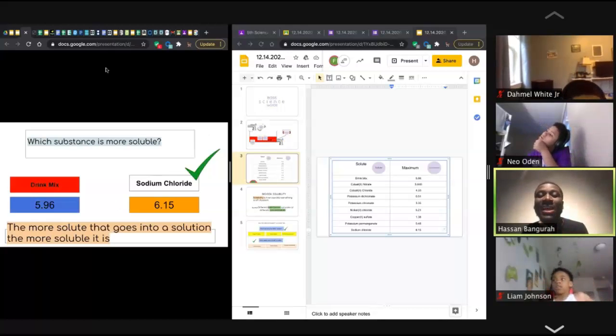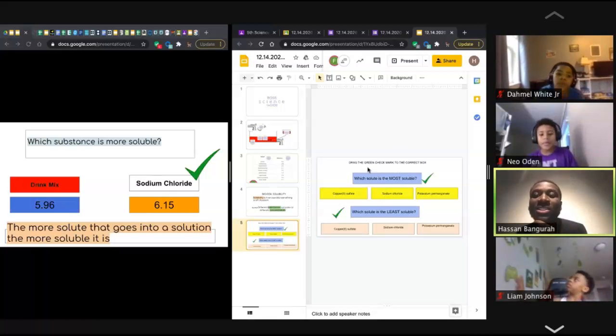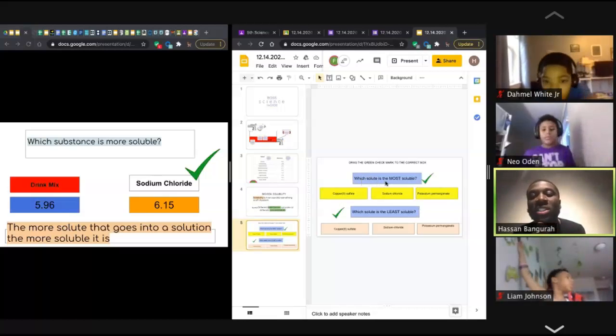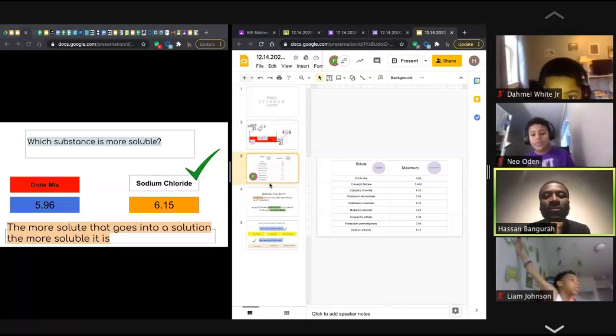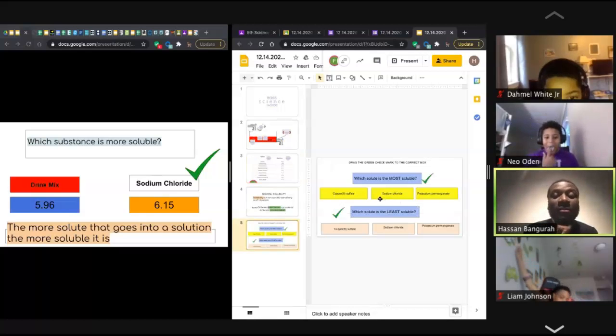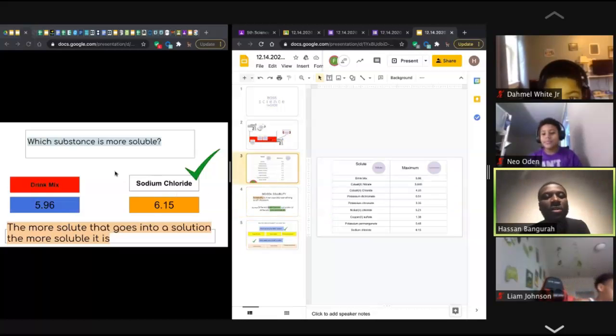Now you're going to have a chance to answer that question on your Google slide. Okay. So you have the first check. It says drag the green check mark to the correct box. So the question is, which solute is the most soluble? You're going to use your information on slide 3 to answer slide 5. And which is the least soluble. So go ahead and answer slide 5 and then type "done" in the chat to me once you have dragged the green check mark to the box.